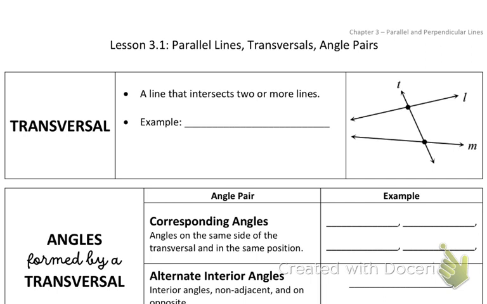So an example of a transversal would not be L, because L is not colliding with two lines here. It wouldn't be M. Our transversal we're looking at is T. So in this example, we're looking at transversal T. T is our transversal.